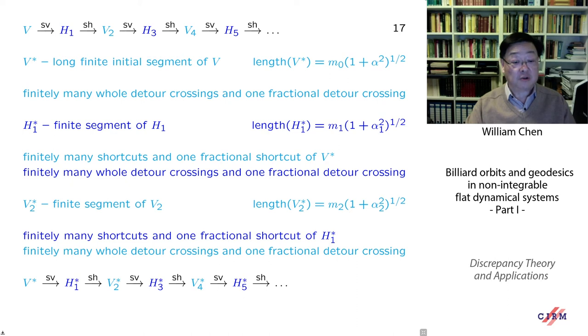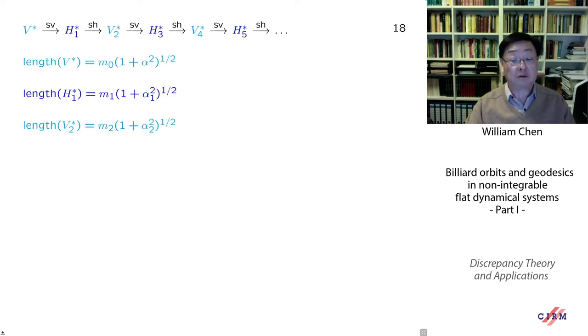So this is the situation. Corresponding to V star, we have H1 star, V2 star, H3 star, and so on. We can write down their lengths. We can do a little calculation on their relationship. I won't spend too much time on this. But we have a sequence of numbers m0, m1, m2, m3, and so on, ml being a typical term.